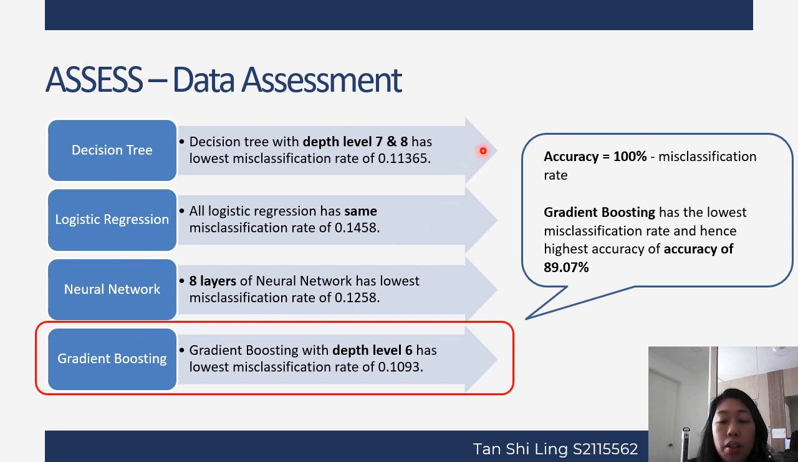Now, among all the best models from the different modeling techniques, we have concluded that gradient boosting has the best performance, with the lowest misclassification rate among all and hence the highest accuracy of 89.07%.